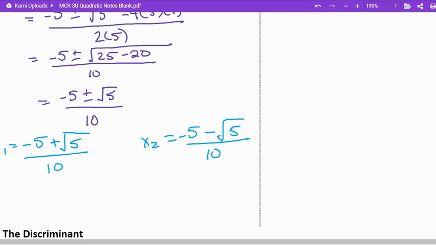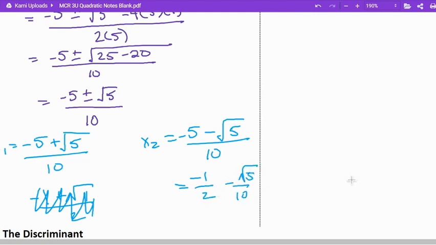Can't we just simplify and divide everything by 5? Come on. Can't I just go -1 plus √1 over 2? Can I? I cannot, because this is in a root. You could say, okay, I'll write it like this: -1 over 2 minus √5 over 10. You could. Not necessary.